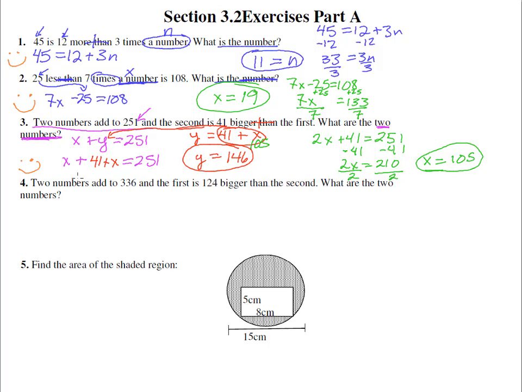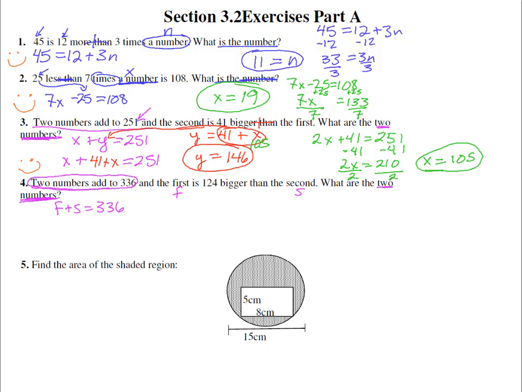Oh, it's just like number 3. Two numbers are adding up to 336, and we're looking for two numbers. That means we need two variables. Since we have first and second, let's use an f and an s in this case. So we know that these two numbers that we don't know yet, f plus s, equal 336.